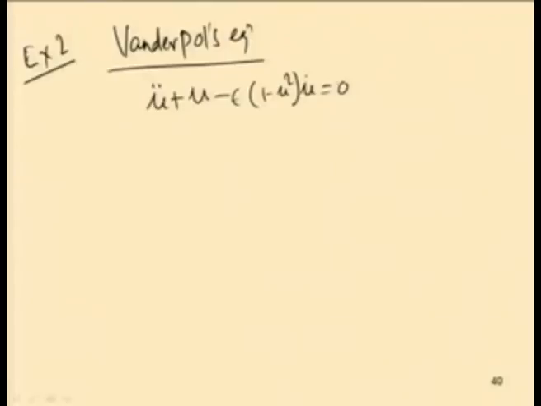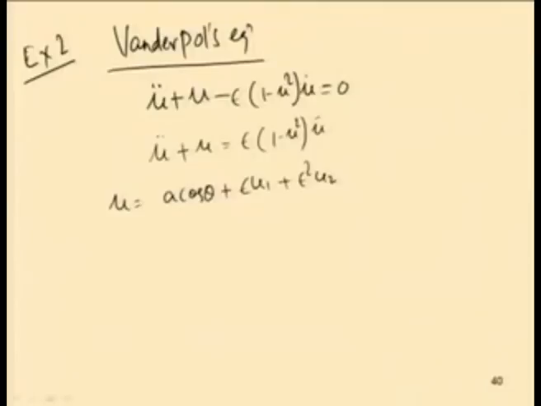So, this is the equation, or this equation one can write in this form also: u double dot plus u equal to epsilon into (1 minus u square) into u dot. Now by substituting u equal to a cos theta plus epsilon u 1 plus epsilon square u 2, where these u n are periodic functions of theta, with u 1, u 2 periodic functions of theta with a period of 2 pi. Following the previous case, we can write this equation by substituting this in the first equation.